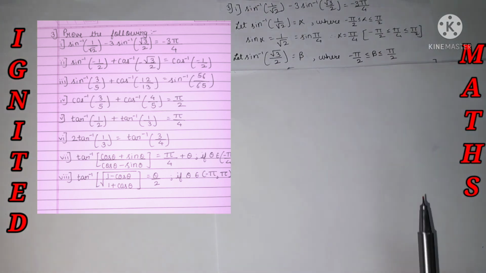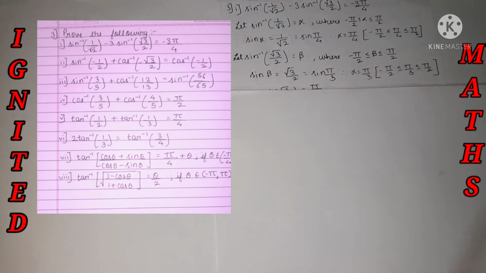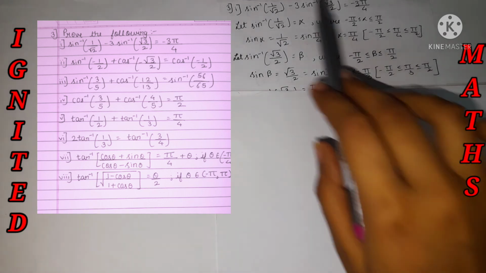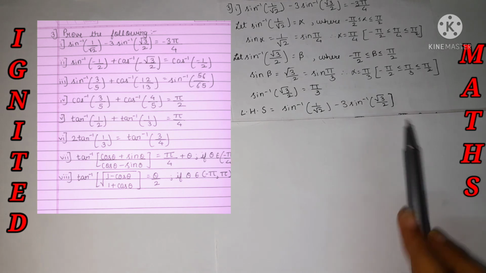Now find the value of sine inverse of root 3 by 2. We have represented it as beta, so beta should lie between minus pi by 2 and pi by 2. Find it accordingly, and we got the answer as pi by 3. Now put it in the LHS value, the LHS of the question, as they have written it.